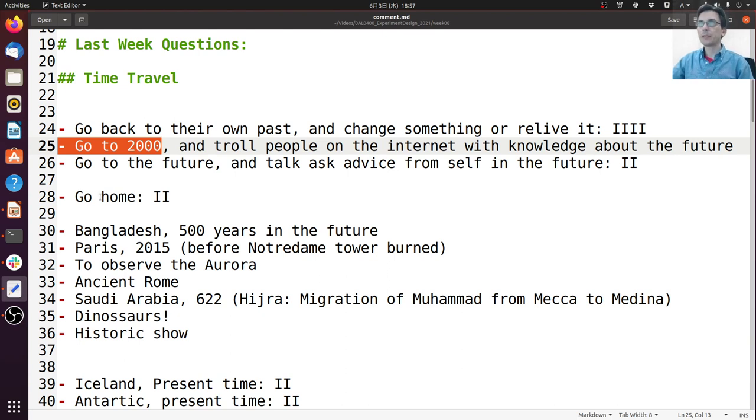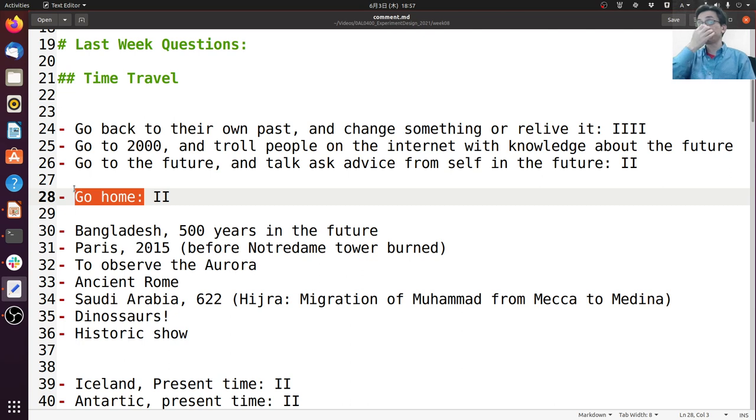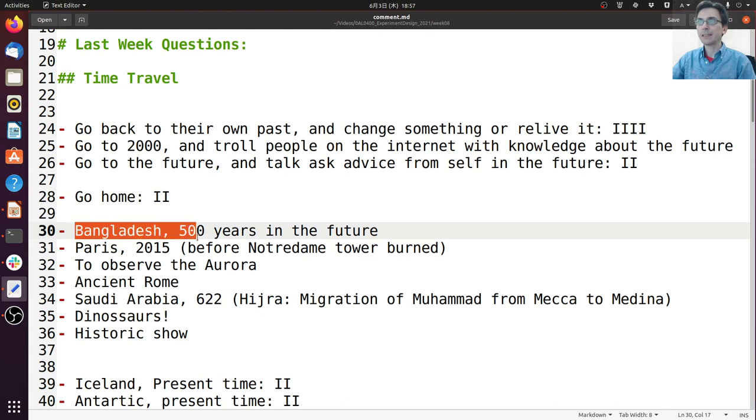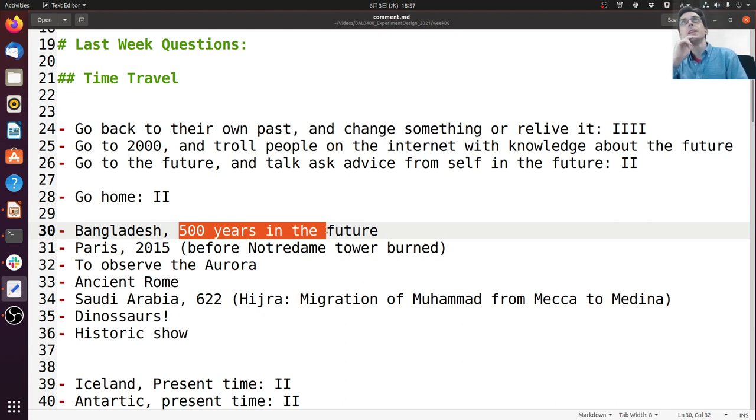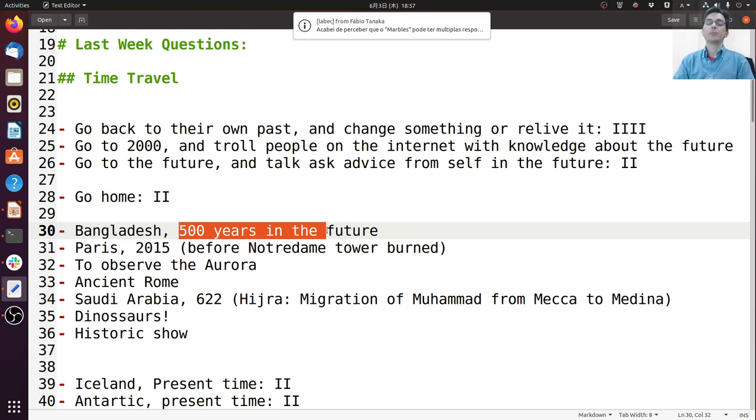Two people said that they want to go home because they have been far away from home because of COVID. And I can understand that. That's very important if you are feeling alone. I hope that you can go back home soon and talk to your family. One person went furthest into the future. They wanted to go to Bangladesh and see how Bangladesh was 500 years in the future. I think this is a very interesting answer, seeing how the earth will be in the future.